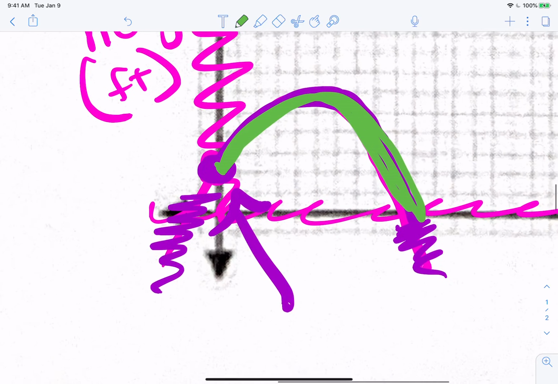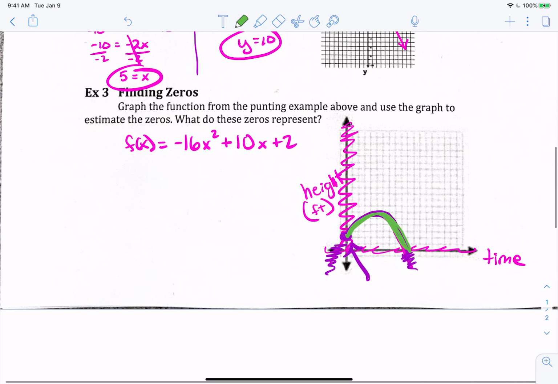So what's the end question that we have to answer? Graph the function from the punting example above and use the graph to estimate the zeros. What do these zeros represent? Okay, what's a zero again? Wherever it hits the line. Where it hits the x-axis. So I'm looking at where he hits the x-axis. He touches it in 2 places. We're going to talk about those 2 places. So this one here and this one here.